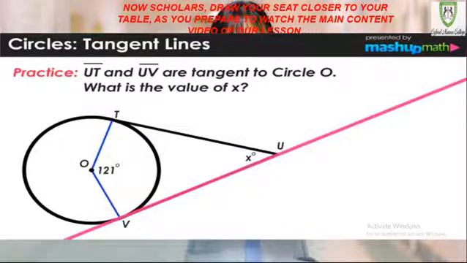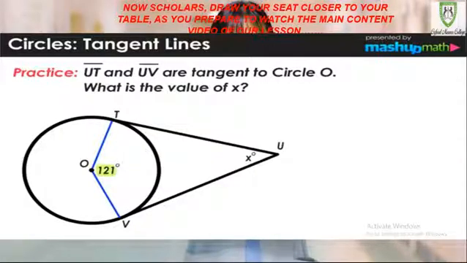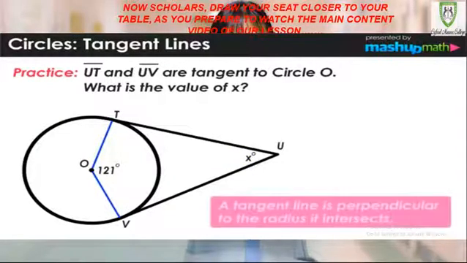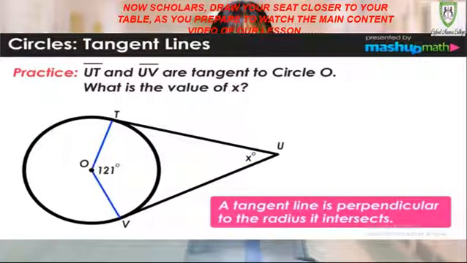And we should also note that we know that angle O has a value of 121 degrees, and that angle U is the value x that we are looking to find. Now we know that UT and UV are tangent lines to circle O, and we know that a tangent line is perpendicular to the radius it intersects. So we can conclude that angles T and V are right angles and have measures of 90 degrees.